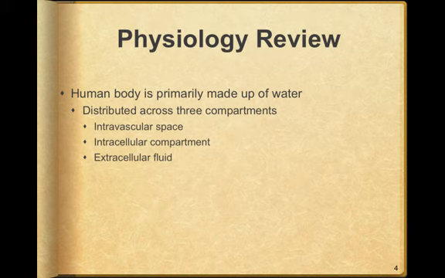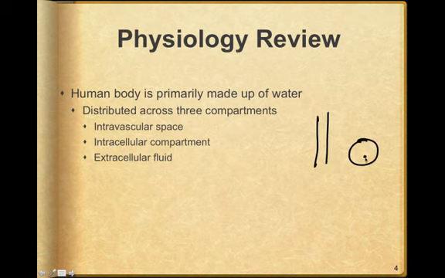The human body is partly made up of water, and its distribution is across three compartments. The intravascular space, which is in the actual vessels, the intracellular compartment, which is inside the cells, and the extracellular compartment, which is everything that's in between. The extracellular compartment would be composed of both the space in between the cells and the vasculature, and what is in the vasculature itself.